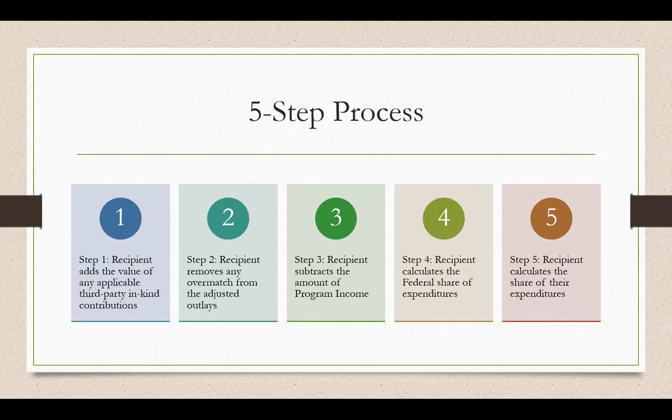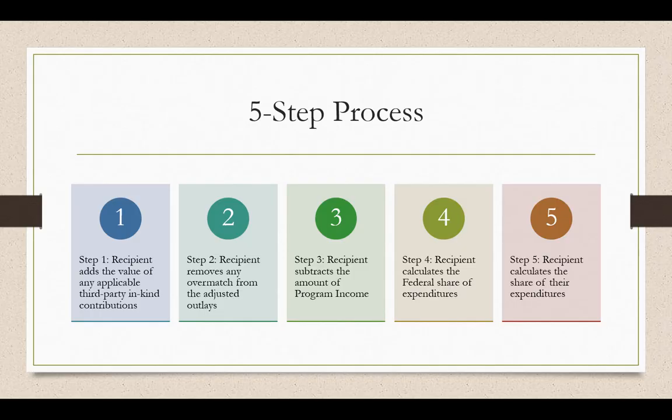Step 1. The recipient adds the value of any applicable third-party in-kind contributions to the total amount of direct and indirect costs charged to the award. Step 2. The recipient removes any overmatch from the adjusted outlays calculated in Step 1. The term overmatch refers in general to those costs that exceed the federal award amount but were still necessary and reasonable for completion of the award objectives and activities.